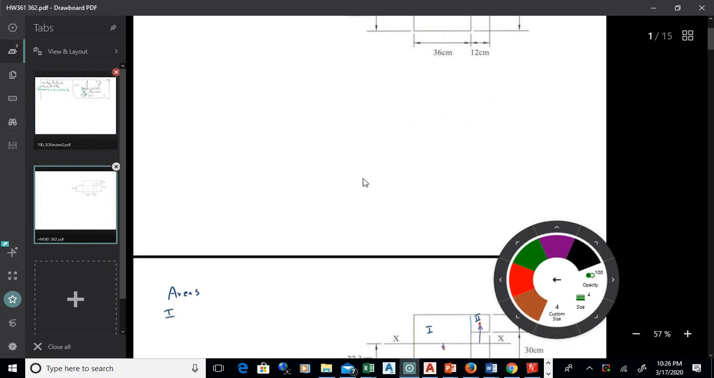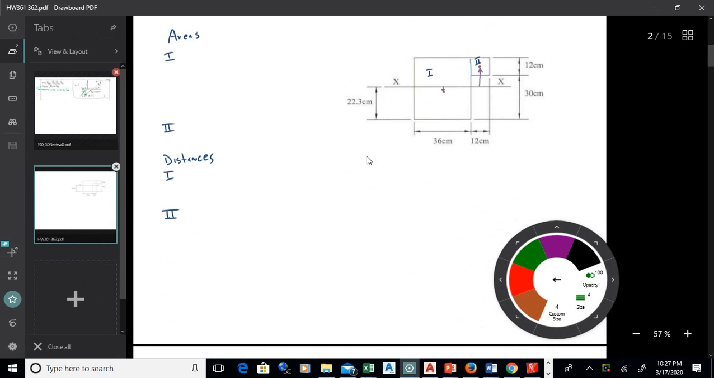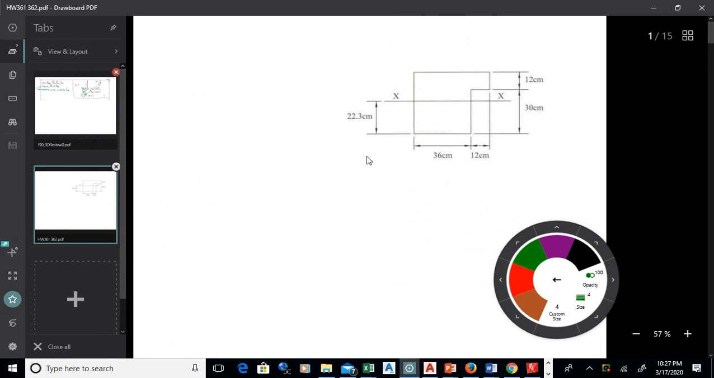All right, I just wanted to go over a couple of these homework problems because some of the stuff will be on the final, this moment of inertia stuff. So here we go. Let's see if we can find the moment of inertia of this shape about that x-axis that cuts through it.